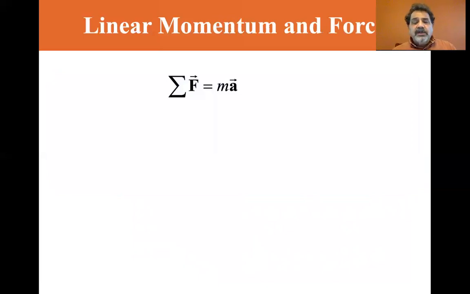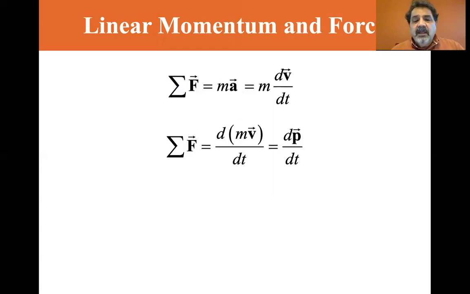Now we know that force equals mass times acceleration, and acceleration is the time rate of change of velocity, so it's m dv/dt. I should keep up with my notes. The sum of the forces is equal to d/dt of mv, and so the d/dt of mv is equal to d/dt of linear momentum. So dp/dt: the force is the time rate of change of momentum, and that is actually Newton's law. Newton's law was not force equals ma.